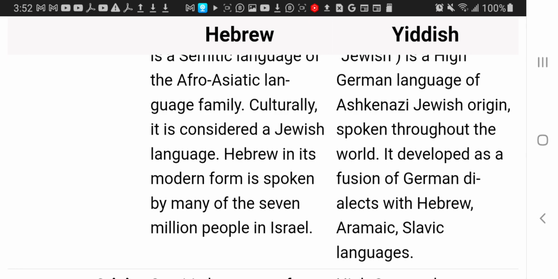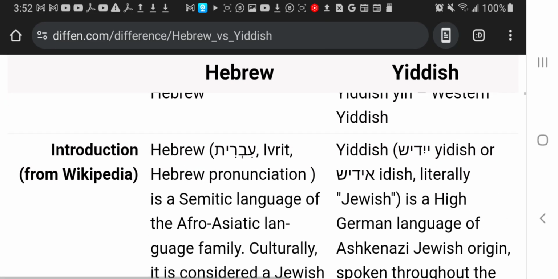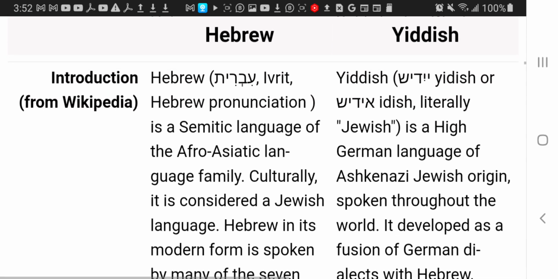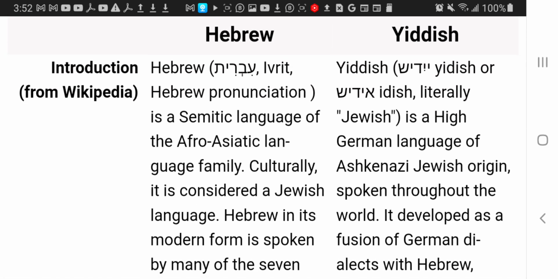Hebrew in its modern form is spoken by many of the 7 million people in the state of Israel. Now, we actually recommend that we should be studying that, the modern as well, to become adept and familiar. Anyway, Yiddish. Let's deal with the Yiddish right here. Some say Yiddish, some say Yiddish.